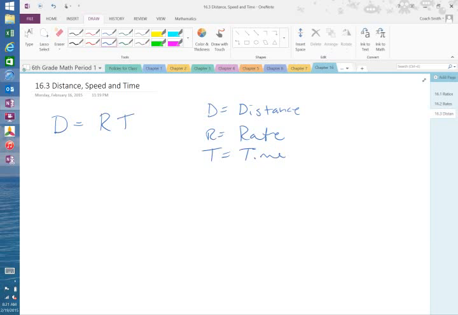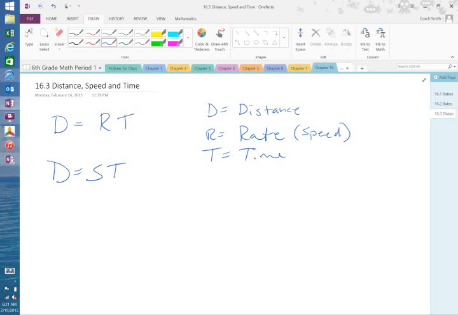Now, in your book, this one, they're going to call the rate speed, because realistically that's what the rate is. It's your rate of speed. But in this book, they're going to use speed, and so their formula will look like this: distance is equal to speed times time. Okay, that's what their formula will look like.